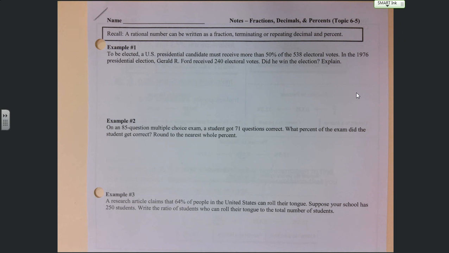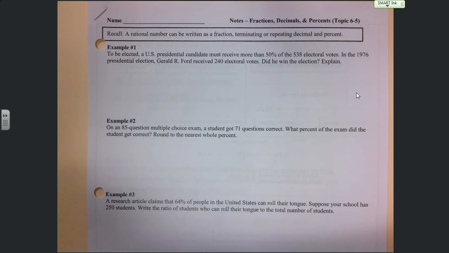Today's notes, we're going to be talking about converting between fractions, decimals, and percents. So the first thing that we need to look at here says, recall that a rational number can be written as either a fraction, terminating or repeating decimal, and percent. The new part here is really that terminating and repeating decimal statement. We have now talked about the difference between those two.